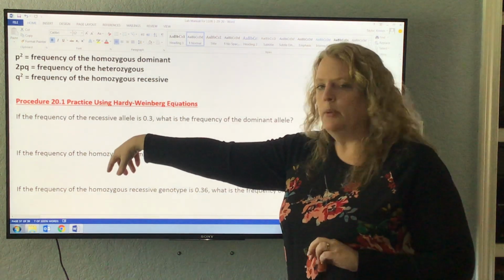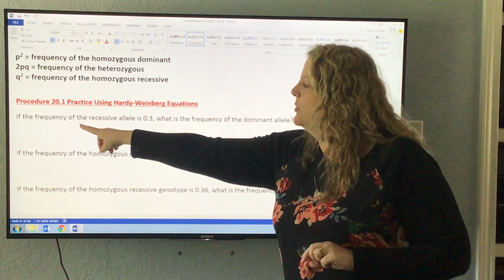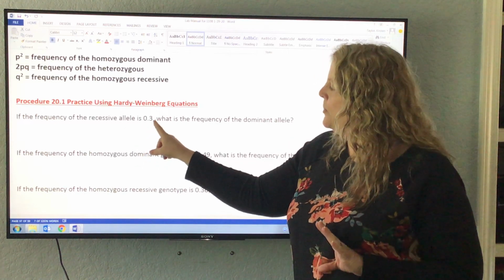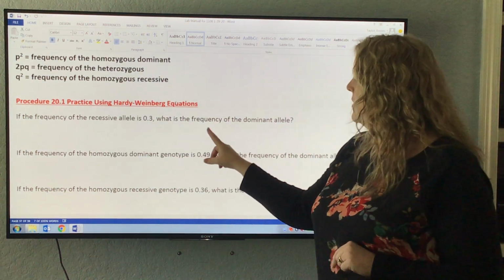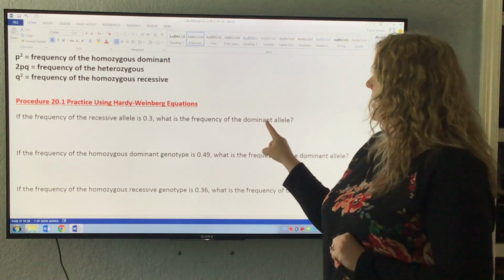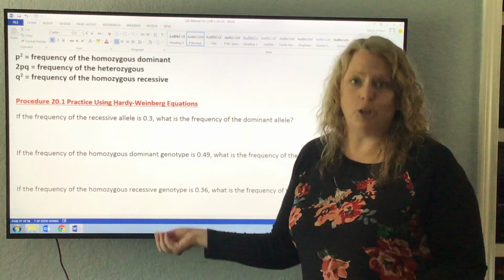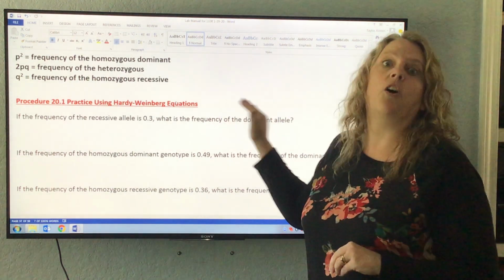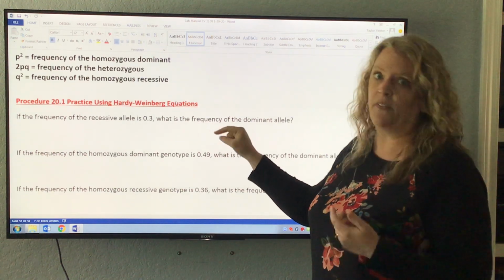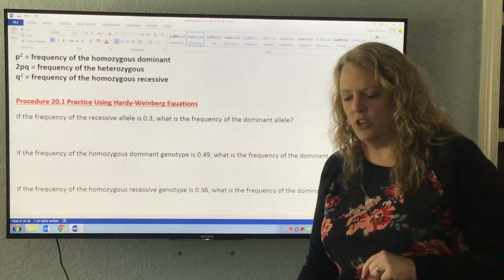So procedure 20.1, the first question is: the frequency of the recessive allele is 0.3, then what would be the frequency of the dominant allele? Okay. So first we've got to figure out what letters to use. What letter do I use for this equation, or to solve for this problem? So what are we solving for? The frequency of the dominant allele.